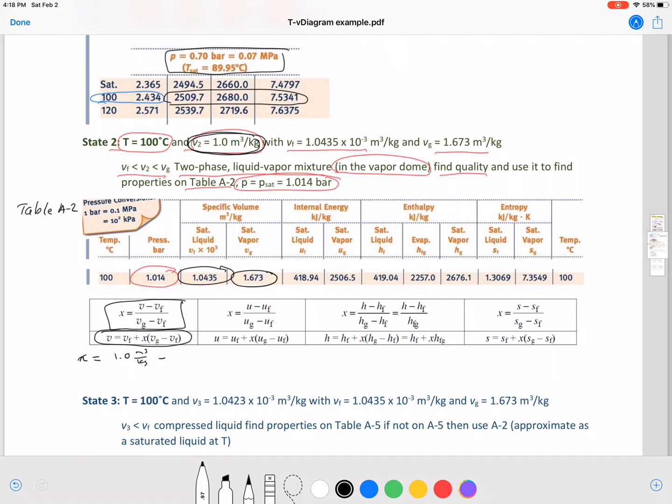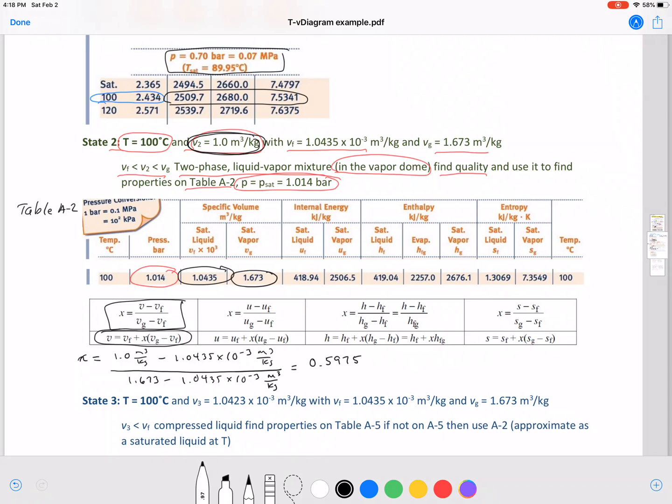which is 1.0435 times 10 to the negative 3 meters cubed per kilogram. And then that is divided by our VG, which in this case is 1.673 minus VF, which is 1.0435 times 10 to the negative third meters cubed per kilogram. And then I just have to do this calculation, and I find that my quality is 0.5975.